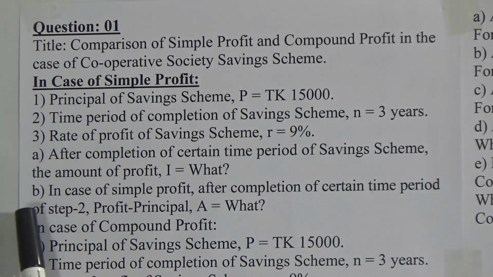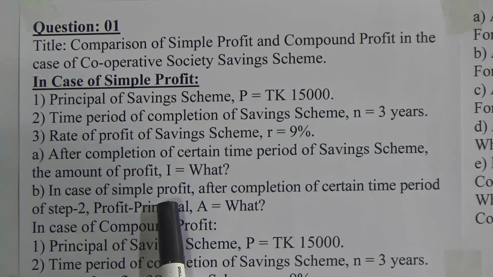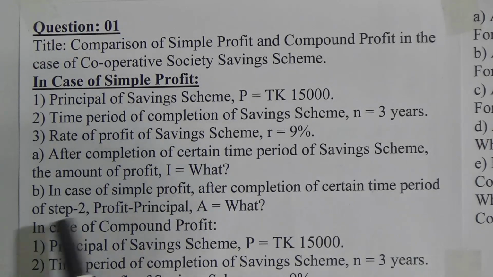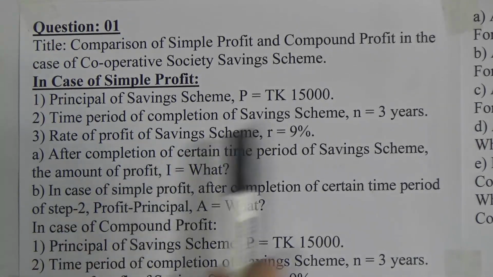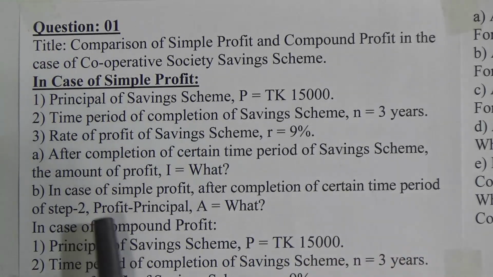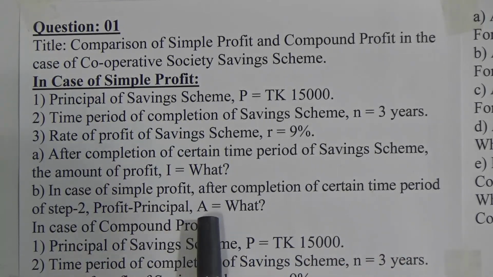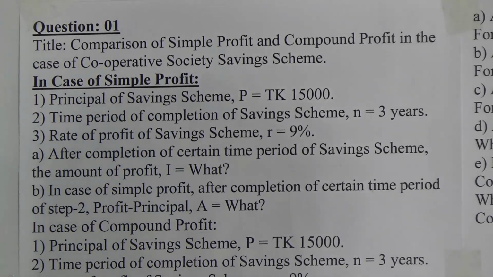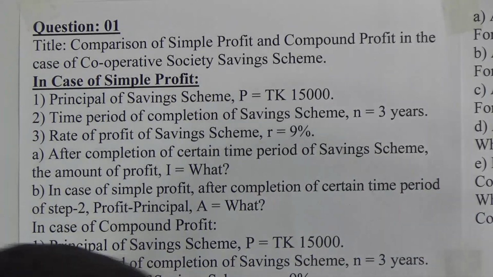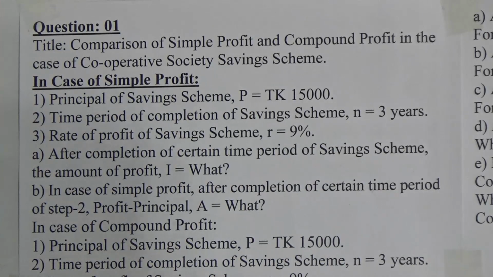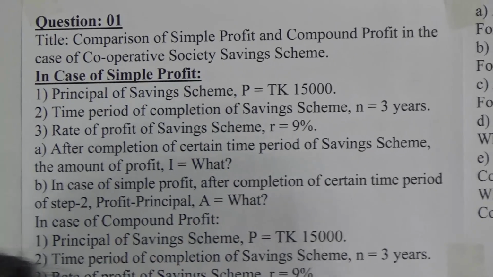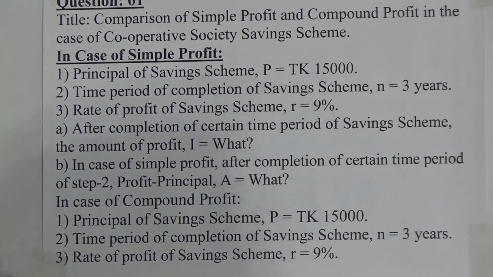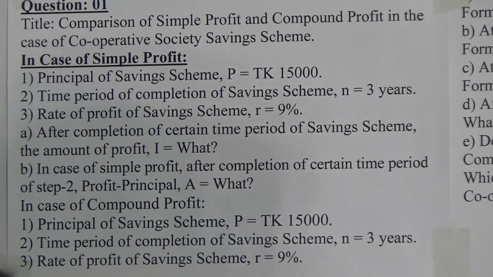Okay, now question B. In case of simple profit, after completion of certain time period of step 2, it means that in step 2 here 3 years is given, profit principal A equal to what? We have to determine that. As here after completion of certain time period, it means after 3 years, we have to determine the profit principal. It means that if we can determine the profit in question A, then if we add this with the principal for question B, we will get the answer. It means that profit principal.